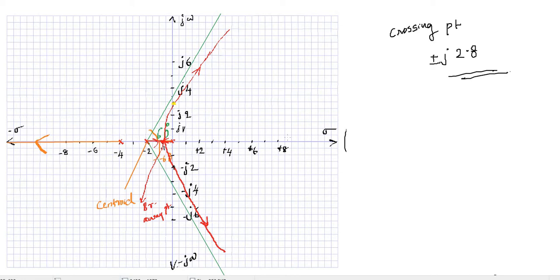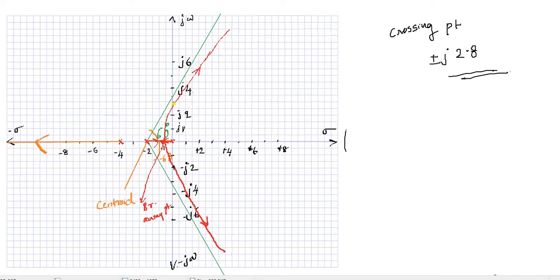Now, what is root locus? Root locus is the locus of roots of the characteristic equation of the system. Now, we can see that the locus of roots moves to the right hand side. So, what will happen when the locus moves to the right hand side?